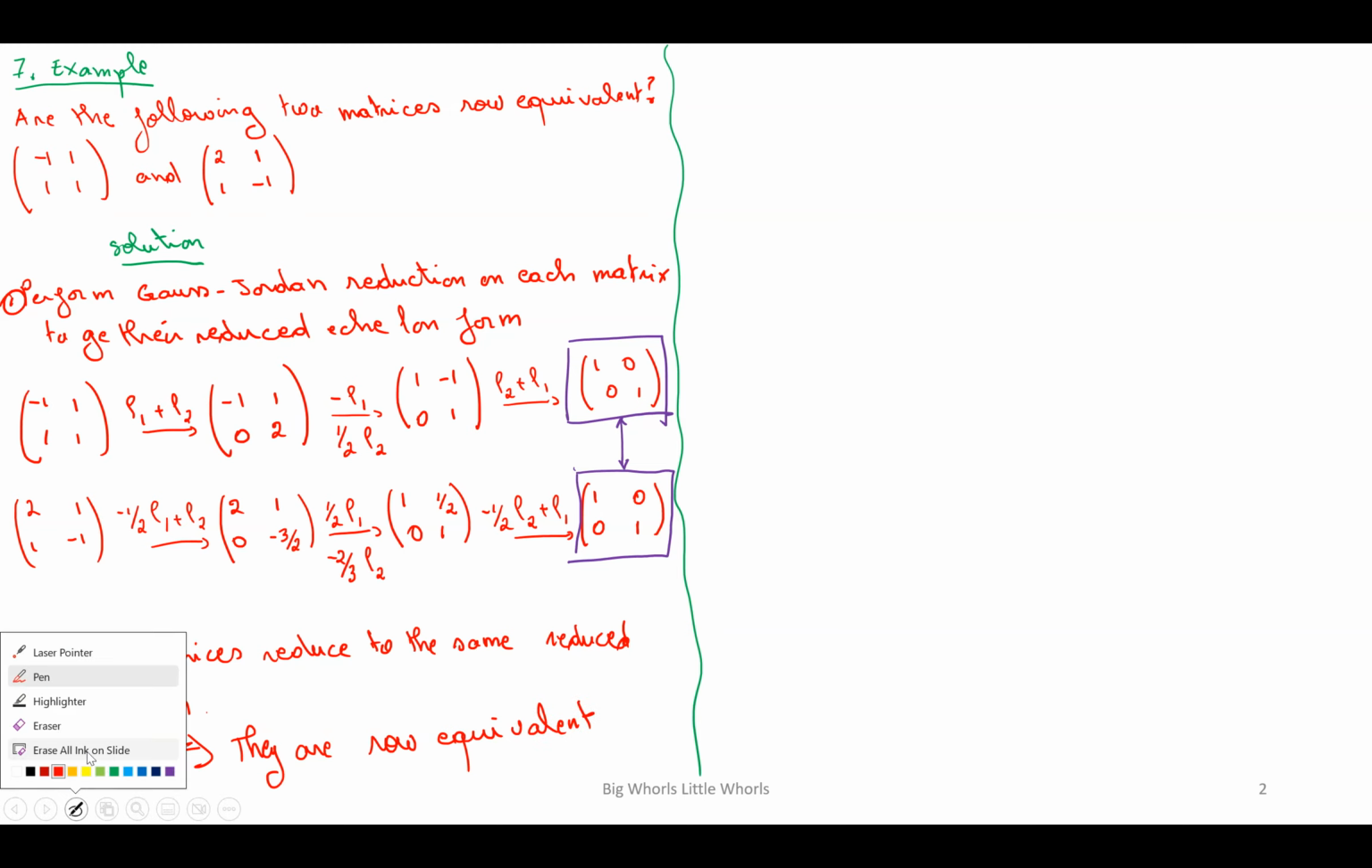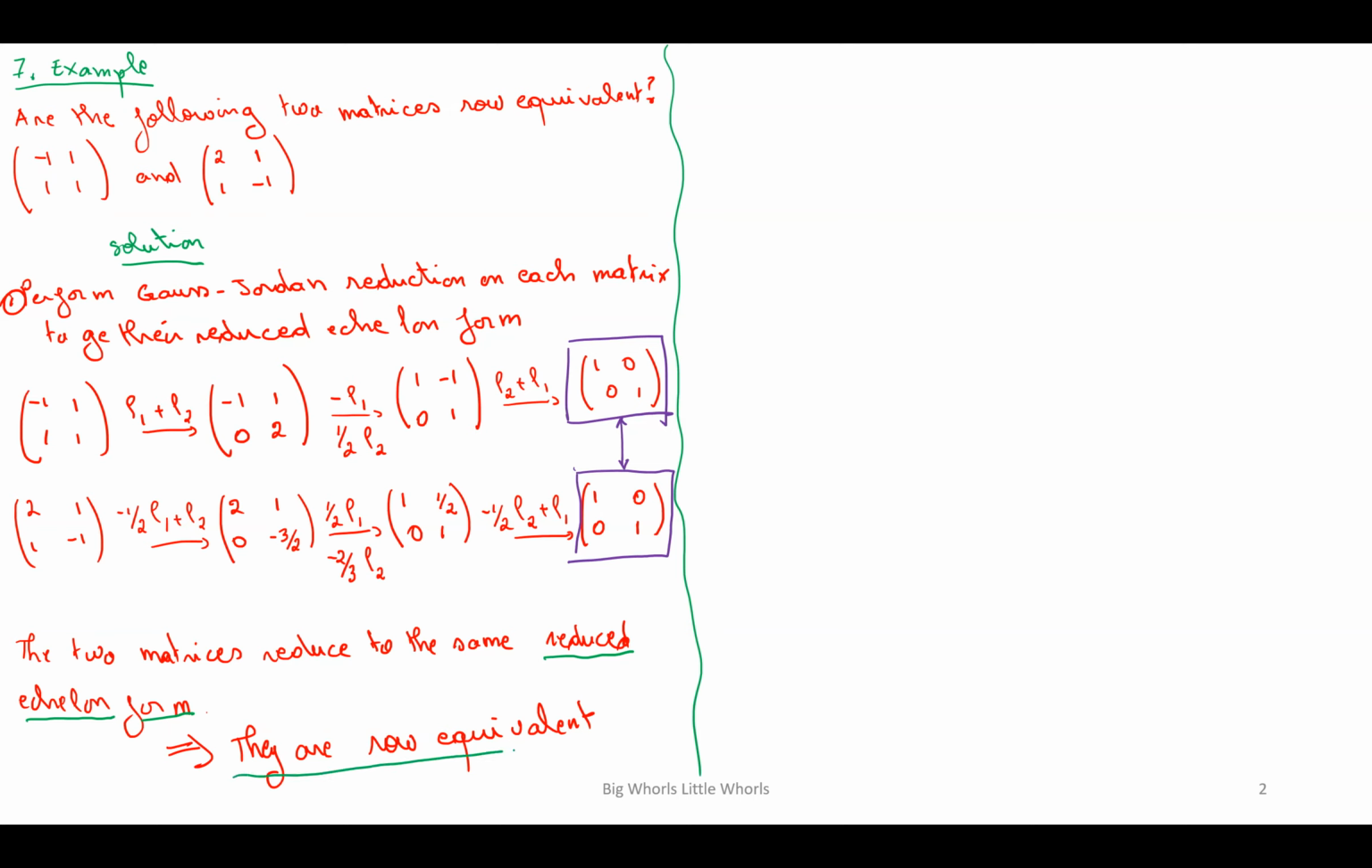Recall, when we perform just Gauss method, we get the echelon form of the matrix. But when we perform Gauss-Jordan reduction, we get the reduced echelon form of the matrix. Okay. Therefore, we can conclude that the two matrices are equivalent because they have the same reduced echelon form. Is that okay? So we can stop it here, and we will continue in the next video with the lecture. Thank you.